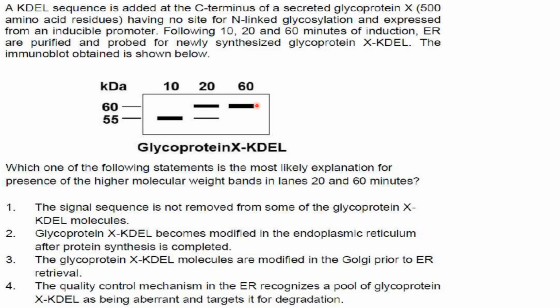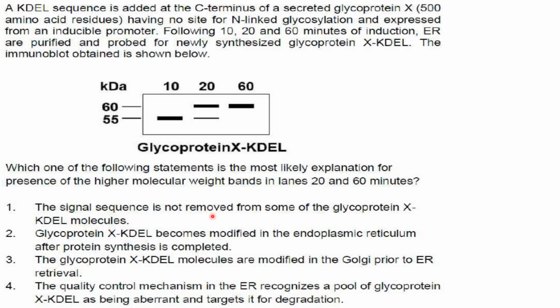No, not KDL, but modification in the glycoprotein X. That is why you got higher bands, whereas at 10 minutes it didn't undergo any modification. That is why you didn't get any higher molecular weight band. Okay, now read the statements. Which of the following statements is most likely explanation for the presence of the high molecular weight bands in lane 20 and 60 minutes?